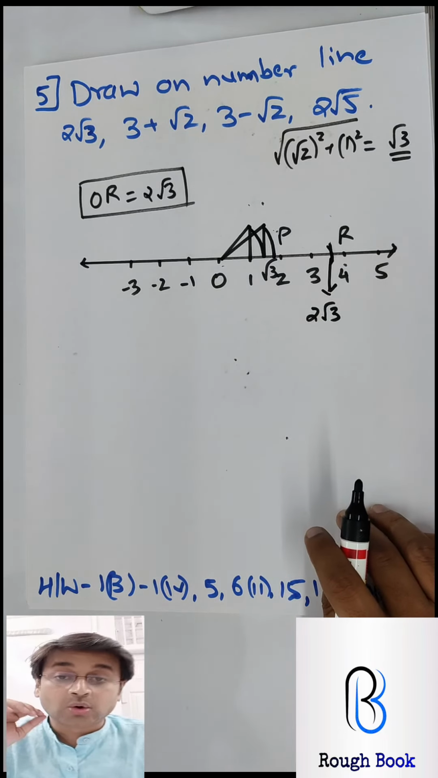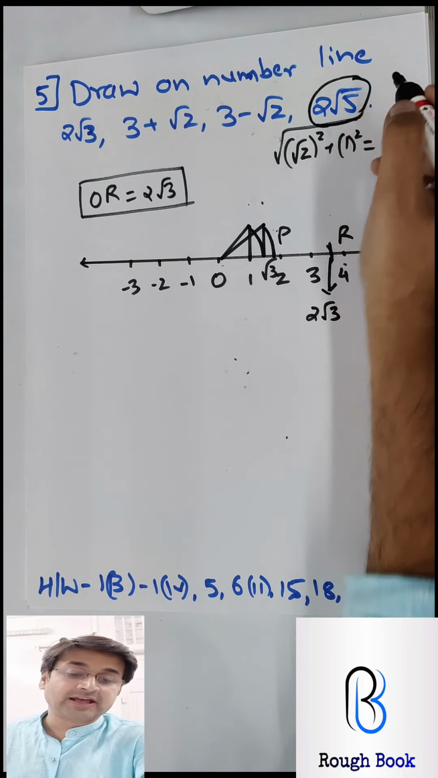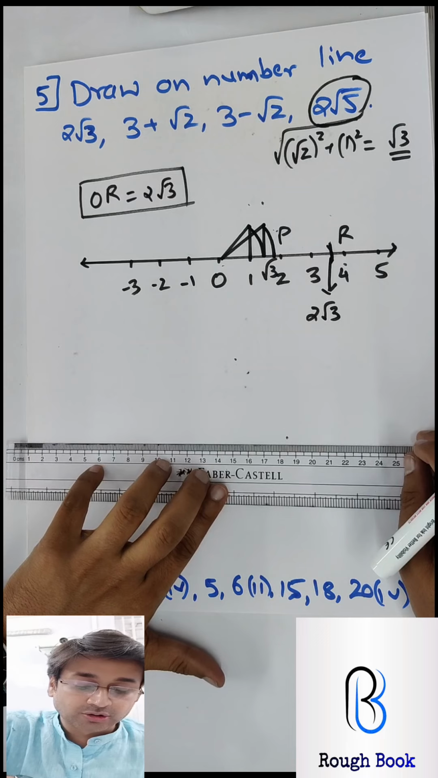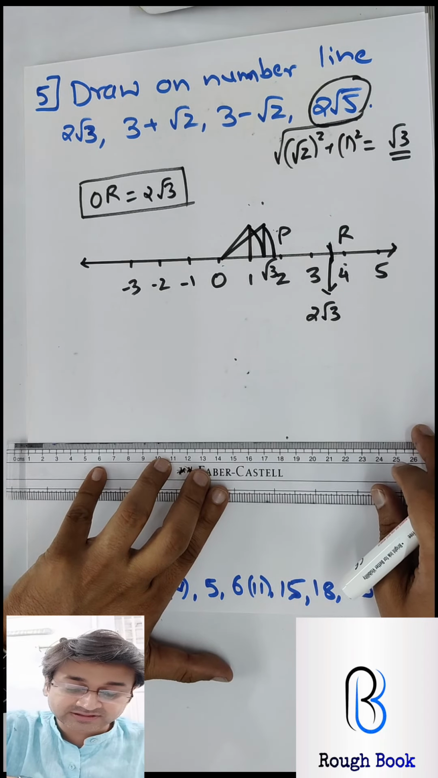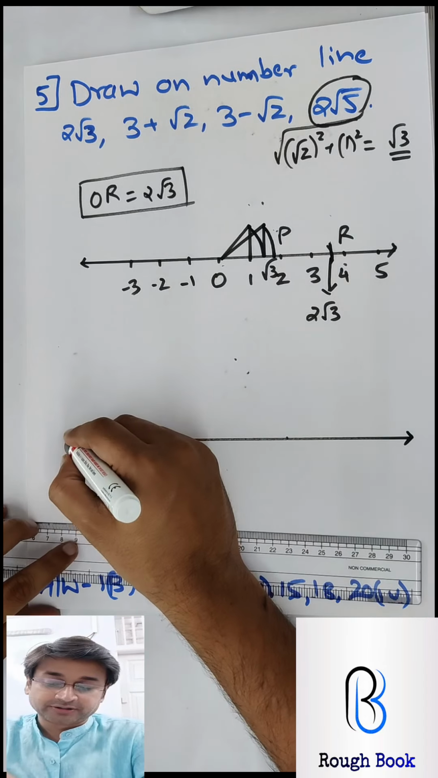Use pencil only. Likewise, can you do 2 root 5 without my help? These two we'll do later. So come on, pause. Think how you are going to draw root 5 and then 2 root 5. Just do it 2 times. That's it. Common sense. Pause and try on your own and come back if you got it.